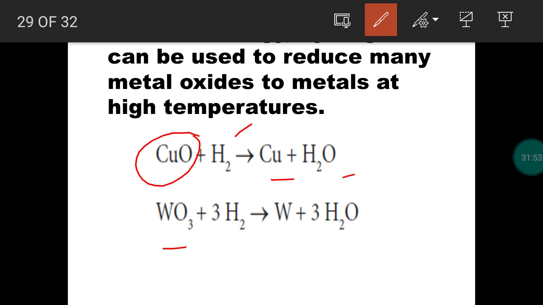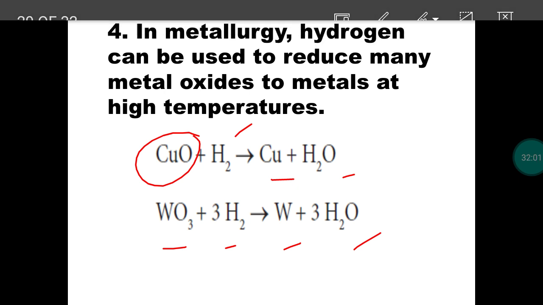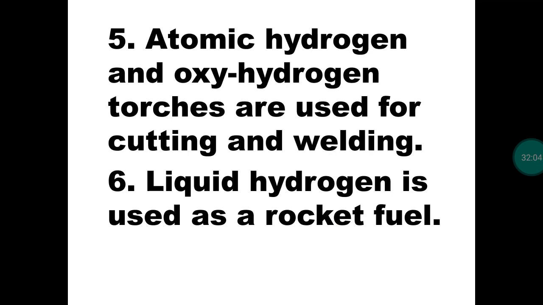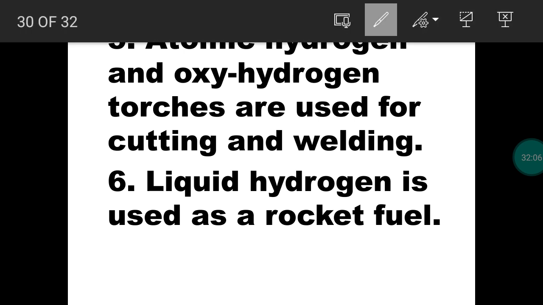In the same way, tungsten trioxide will combine with hydrogen. It liberates a water molecule along with tungsten formation. Then atomic hydrogen and oxyhydrogen are used as torches. These gaseous molecules are used in cutting as well as welding processes. Then, as I told, hydrogen is a very good fuel. It catches fire easily. So liquid hydrogen is used as a fuel in rockets.